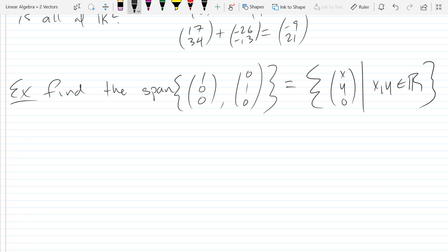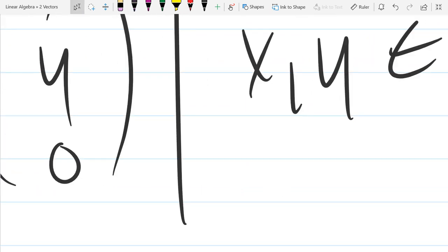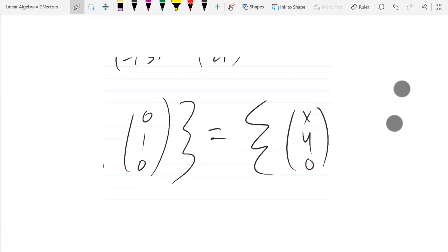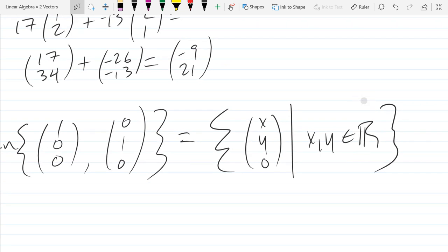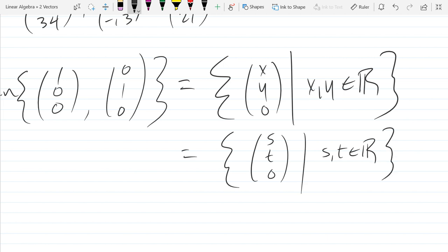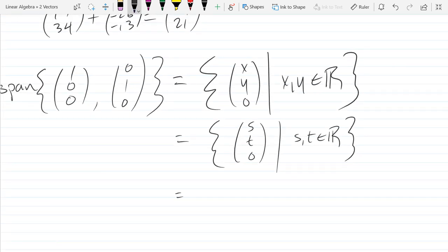How many free variables do we have? Two. X and Y are free. So I have two free variables. I could have used s and t if I wanted to. So I could have written the solution out s, t, 0 such that s, t are in R. That would be the exact same set. If we don't write it in set notation, I could just write it like this, s, t, 0 for any s, any t in R. So there's a couple different ways to write it. I'll just leave these set notation versions up.